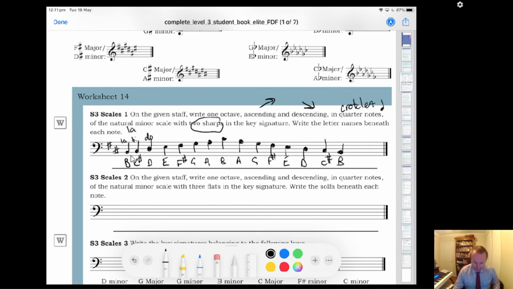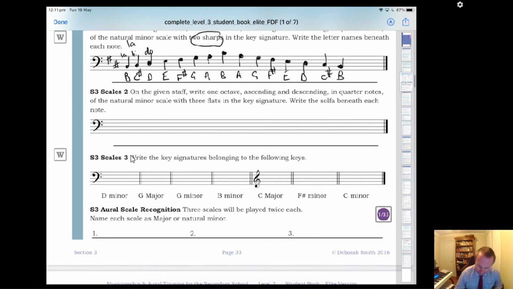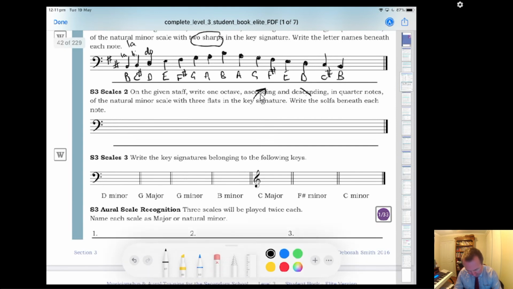Okay, let's try one more. So, we're going to do this question, then we're going to do this question. I'm going to leave this one for you to do yourselves. Let's do this one first. On the given staff, one octave, ascending, descending, in quarter notes again, of the natural minor scale with 3 flats in the key signature. And this time we're going to write the solfa.